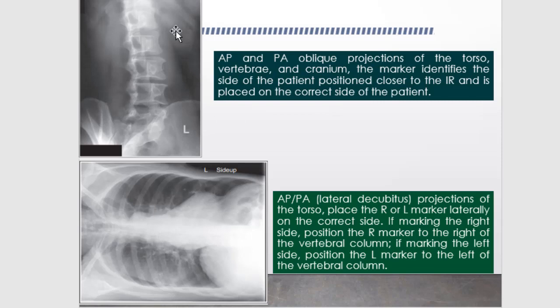In this method, we are checking which side is closer to the cassette. We need to put that marker to indicate which side the patient is rotated. Now, left here indicates the patient's left side is closer to the cassette.